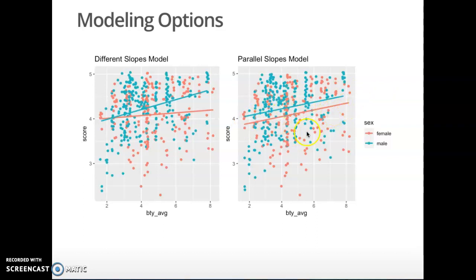So we could say that this parallel slopes model is the simpler model, and the different slopes model is the more complex model. However, transitioning from one model to the other requires us to look at the visualizations and decide if it seems reasonable to assume that these slopes are parallel, and here I would say that that's not a reasonable assumption. So let's walk through how we model each of these two different choices.